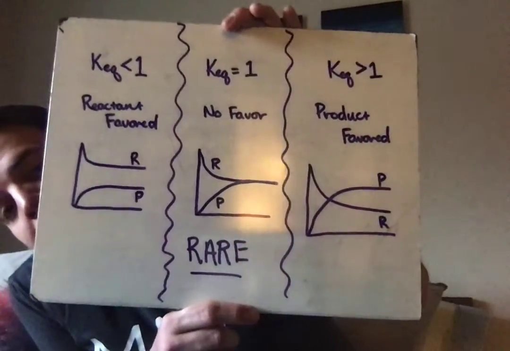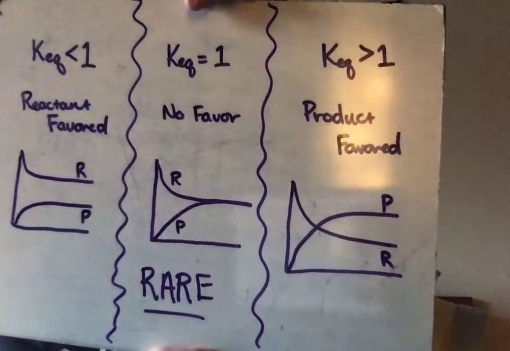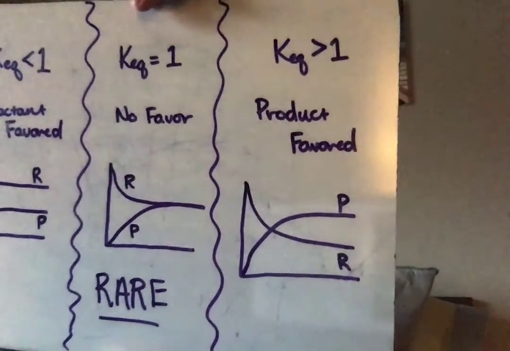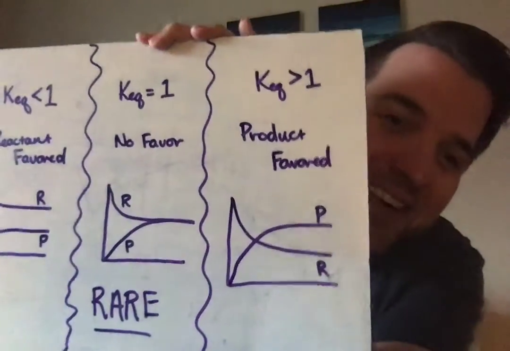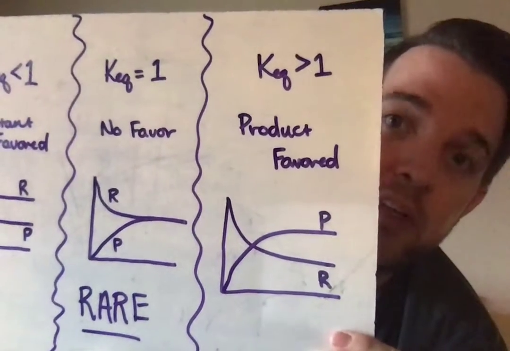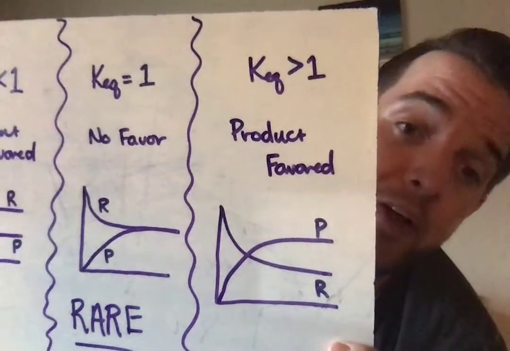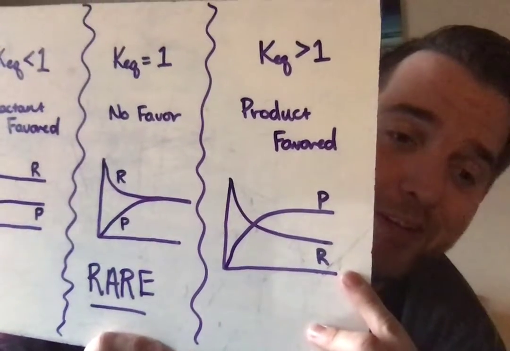So then over on the right side, a Keq that is greater than 1 means that the reaction is product favored. And so if it's product favored, I guess I could come over to this side. I don't know why I was getting further. If it's product favored, then of course that means at equilibrium that the products would be a higher concentration than the reactants. So on this graph, you can see that the products ended up being a little bit higher.